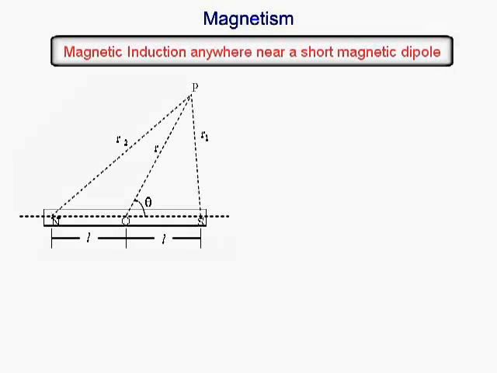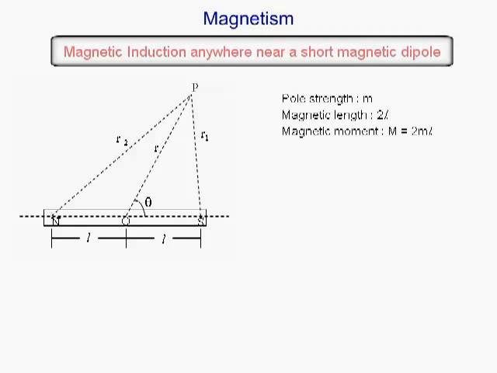This year, in the first article of the chapter, we are going to obtain the general formula for magnetic induction anywhere near a short magnetic dipole. Look at the figure. In the figure, point P is anywhere in the vicinity of a short magnetic dipole of two poles N and S having pole strength m and magnetic length 2L. So its magnetic dipole moment capital M is given by M is equal to 2mL.